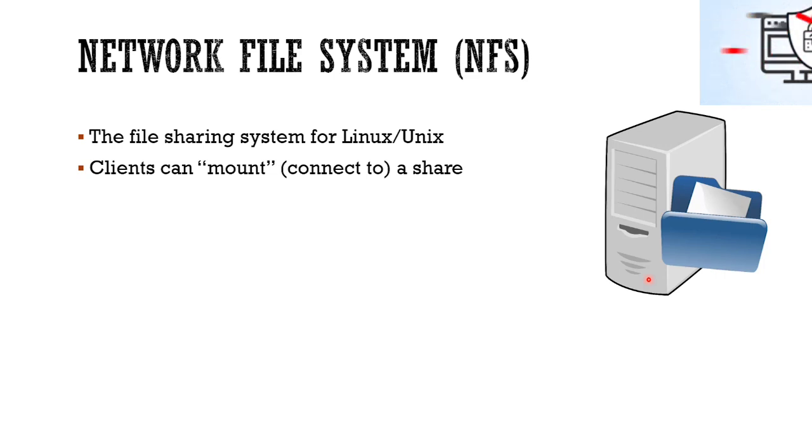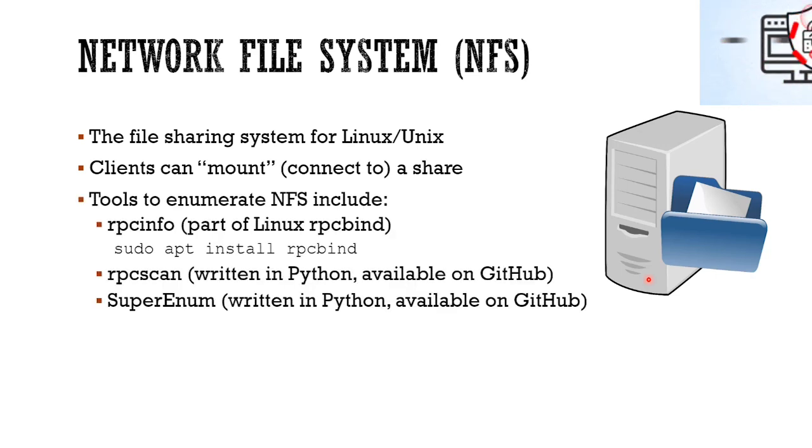There are tools to enumerate that because, of course, any shared files are probably going to be interesting. So you can use rpcinfo. You'll have to install rpcbind. So we could say on a Linux machine, sudo apt install rpcbind. Then we have this tool, you can use rpc-scan, get it off of GitHub. You could use SuperEnum, also available on GitHub. You could use the NFS client itself to enumerate shares on the network.